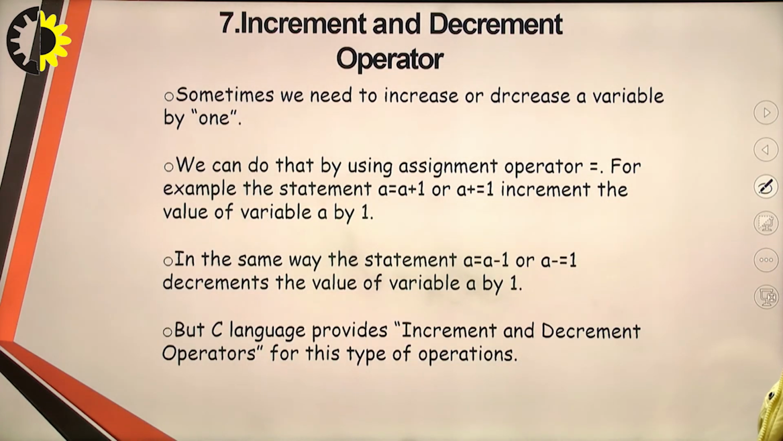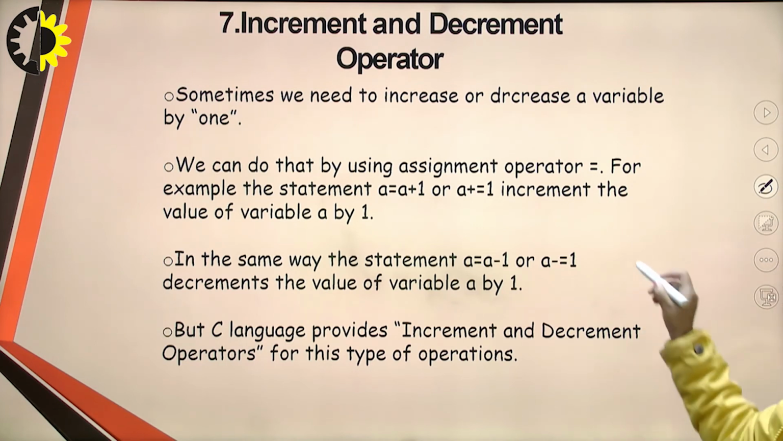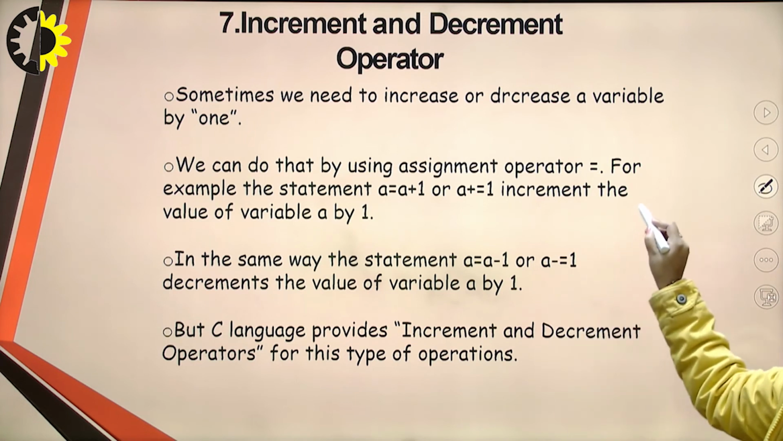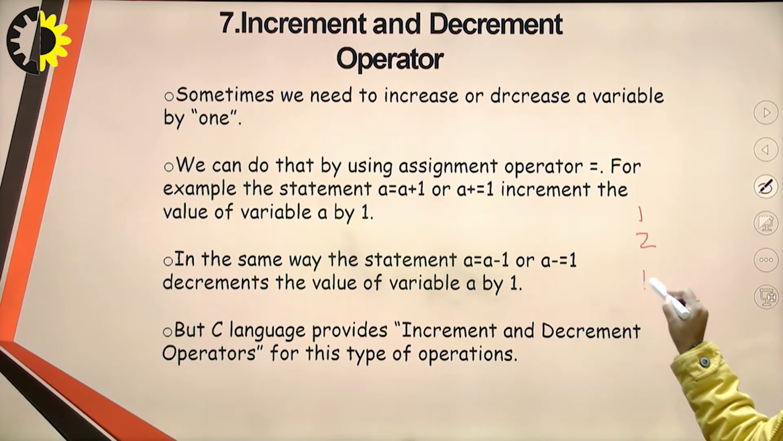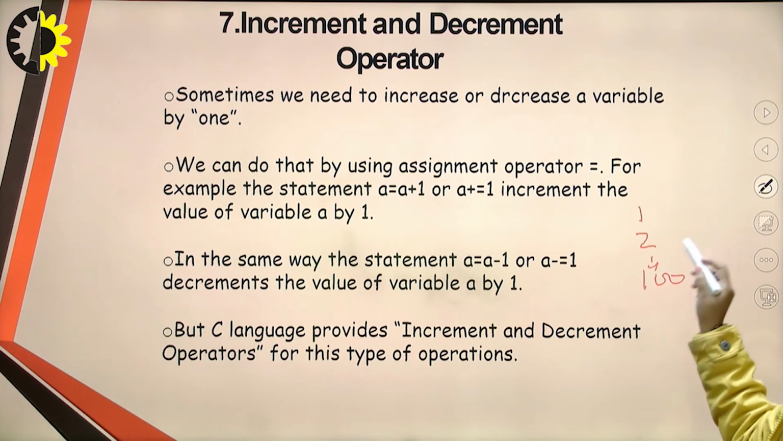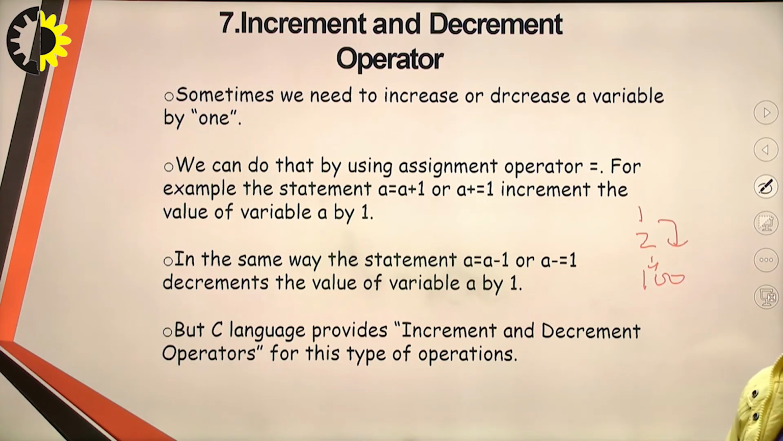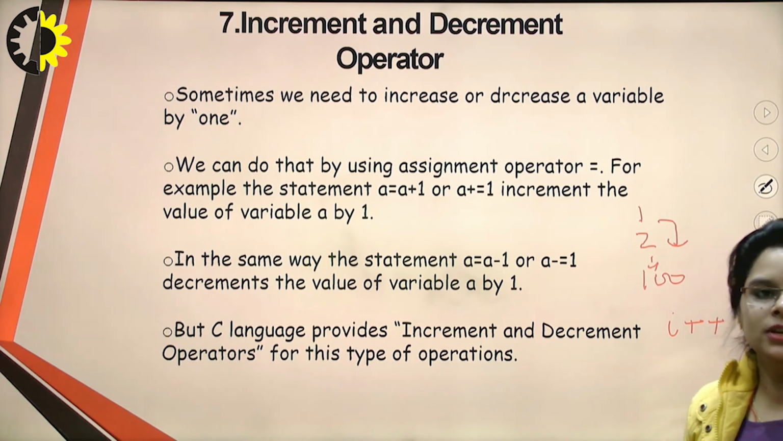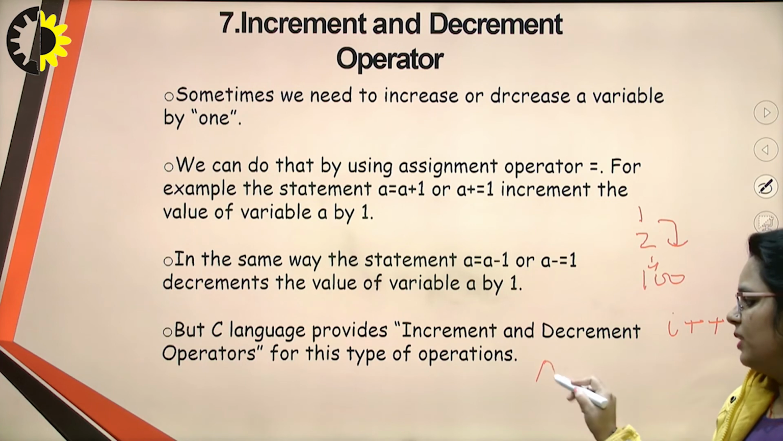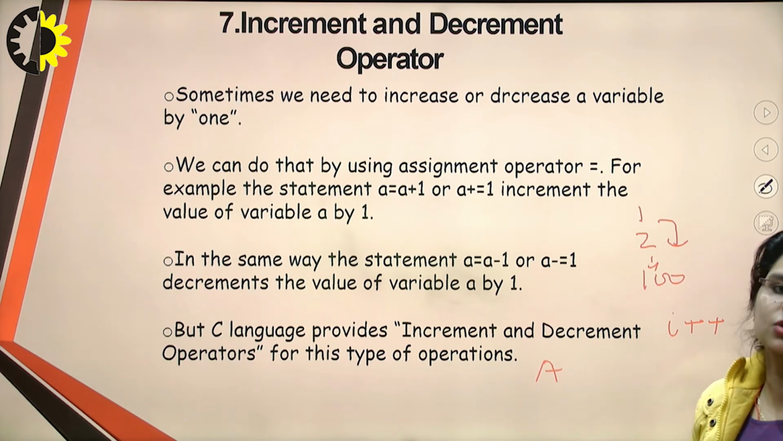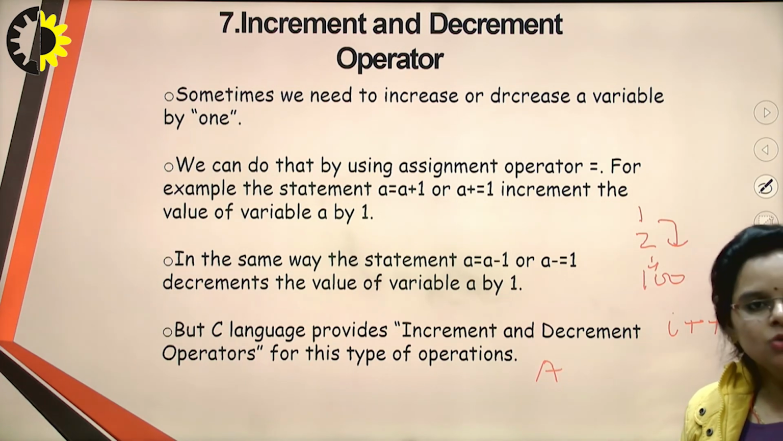And the next one is the increment and decrement operator. Sometimes we need to increase or decrease a variable by 1. Suppose we are going to print the counting from 1 to 100. Every time the value is going to increase by 1. So here what expression would we write? Plus plus. This operator is also known as the unary operator. Assignment, addition or arithmetic operators were binary because they were taking 2 operand values and 1 operator.